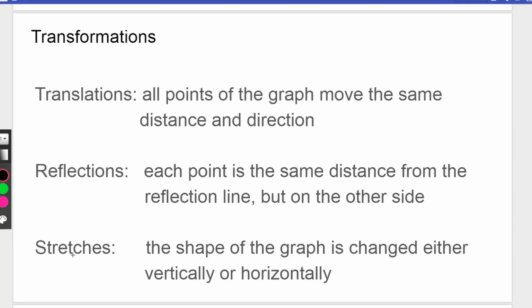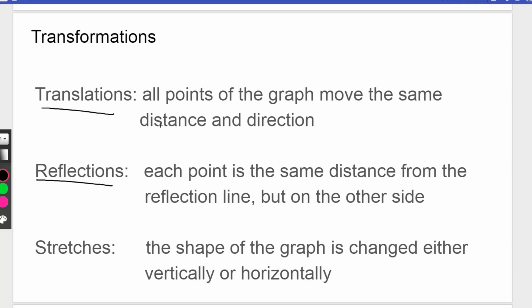So if you're asked about a translation, it's only going to refer to something where all the points on the graph move the same distance and direction. And if it is a reflection, then it's going to be referring to a situation where each point is the same distance but on the other side of whatever the reflection line is. And for us, it's almost always going to either be the y-axis or the x-axis. And so a stretch is when the shape of the graph is changed, either vertically or horizontally.